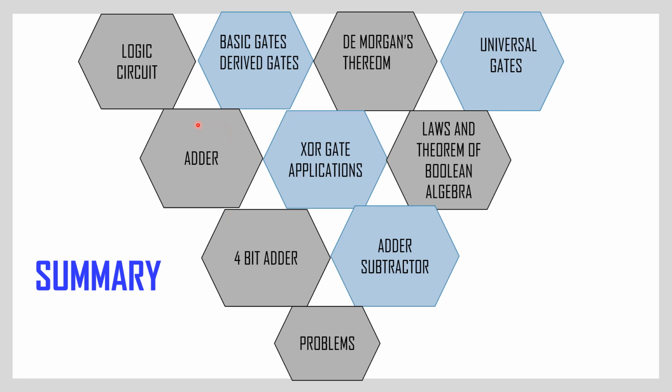We have seen three types of adder: half adder, full adder and 4-bit binary adder, and a subtractor. Then we have seen XOR gate applications, that is a parity checker and XOR gate as a controlled inverter. Then we have seen the laws and theorems of Boolean algebra, 4-bit adder subtractor, and problems based on the Boolean theorems and algebra.